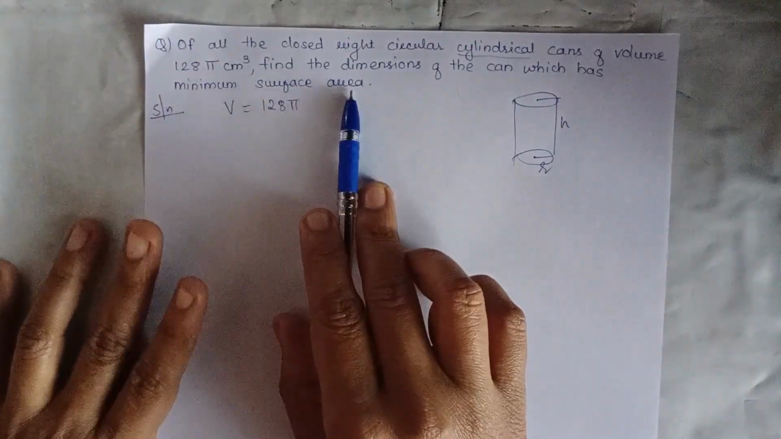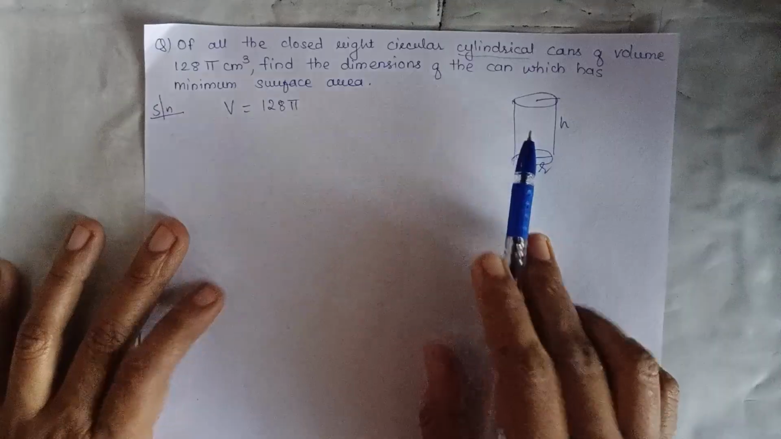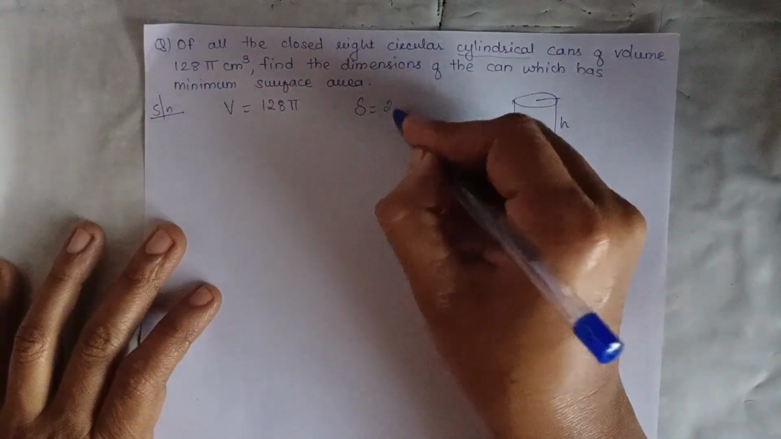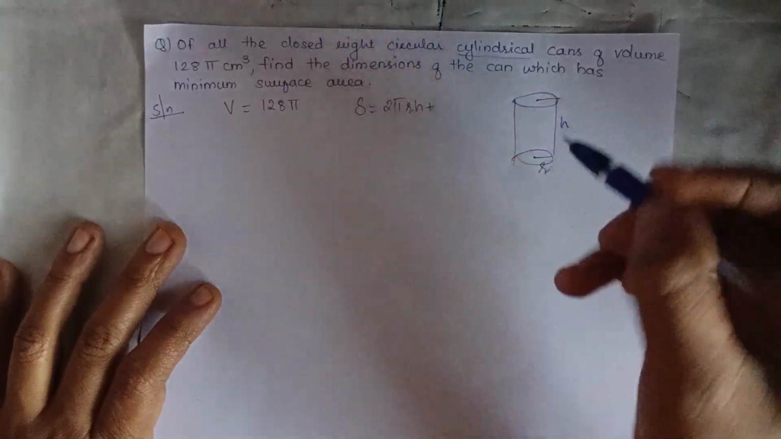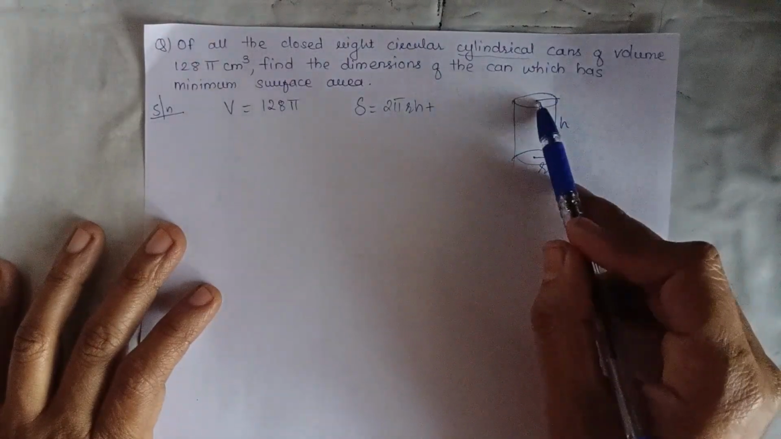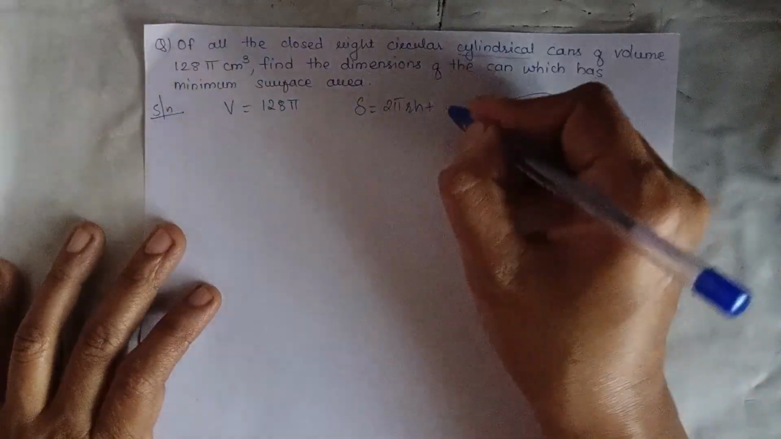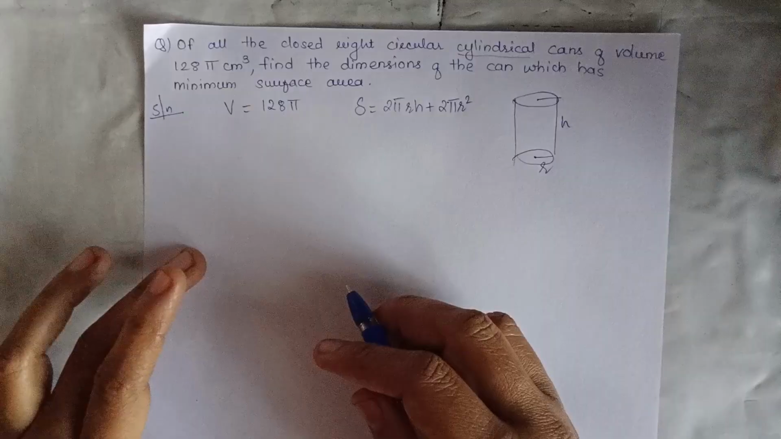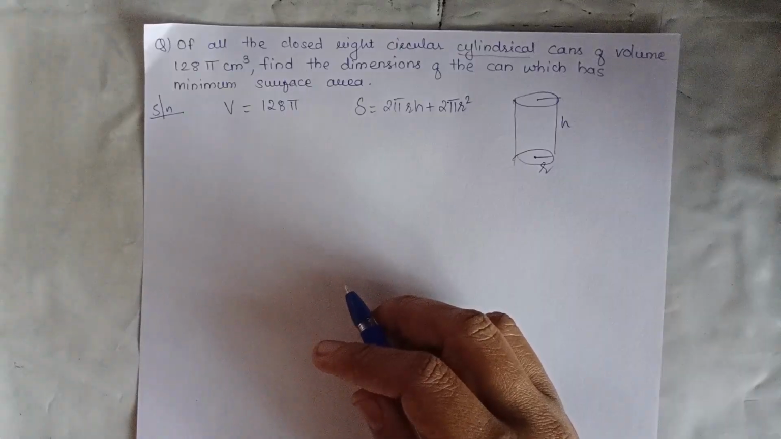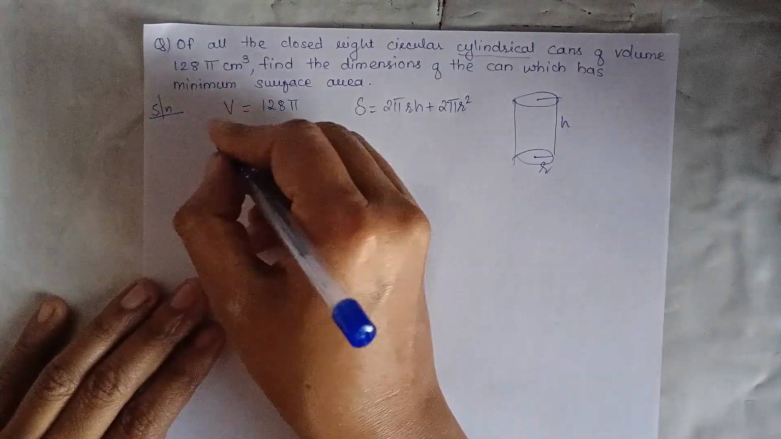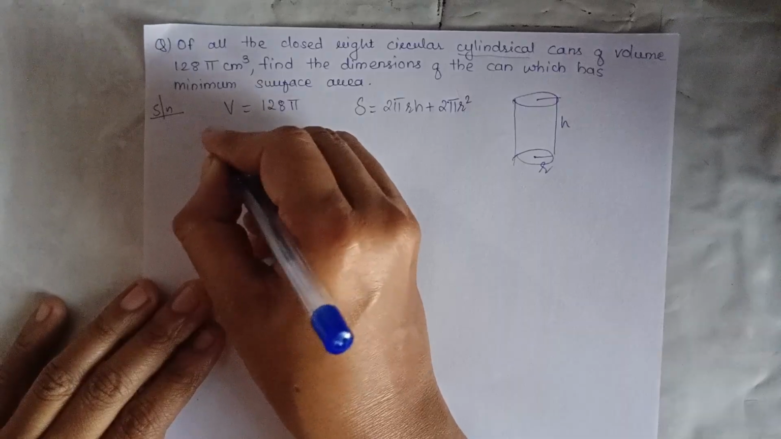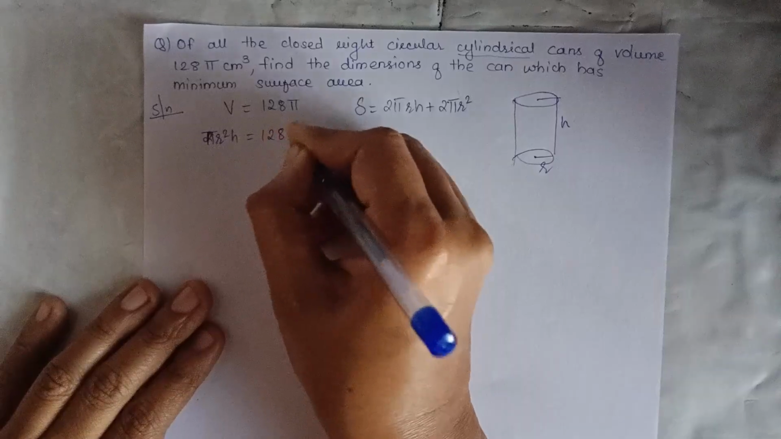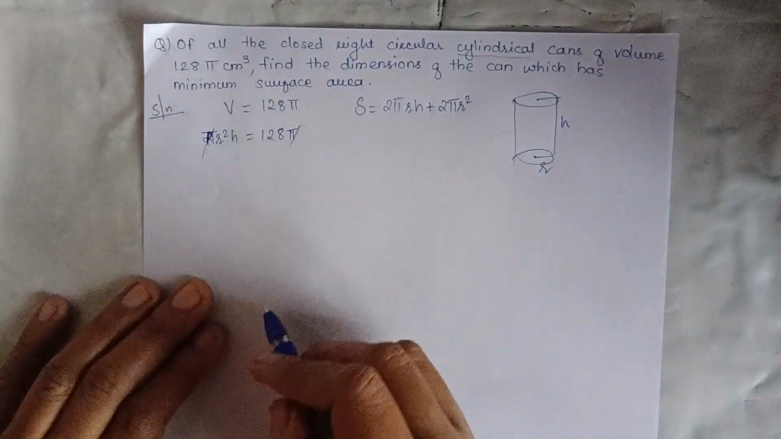So what is the surface area of a cylinder? Total surface area of a cylinder is the curved surface area, that is 2 pi r h, plus the two circles, that is 2 pi r square. So we have to make use of the volume. Volume is pi r square h. So we can cancel pi.